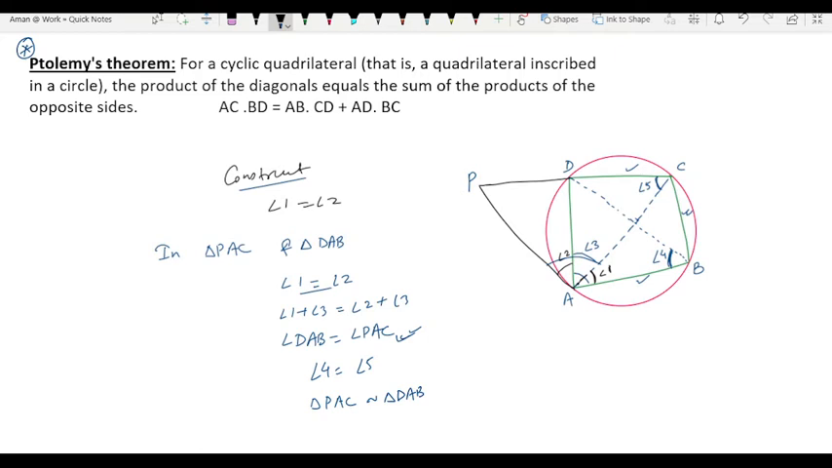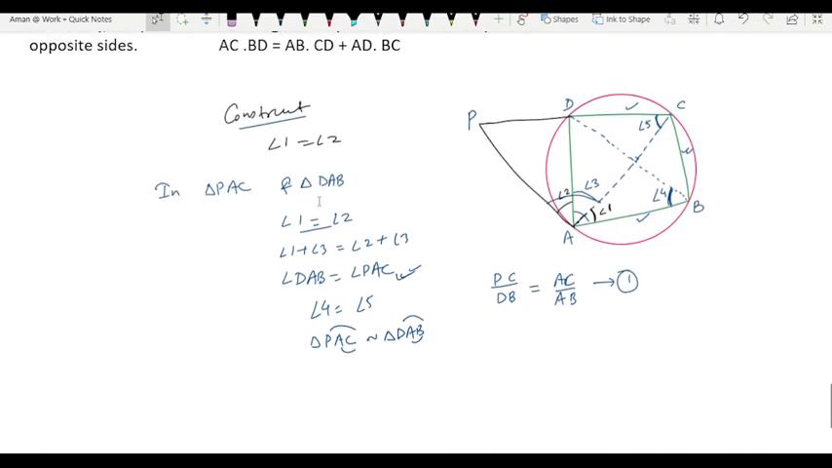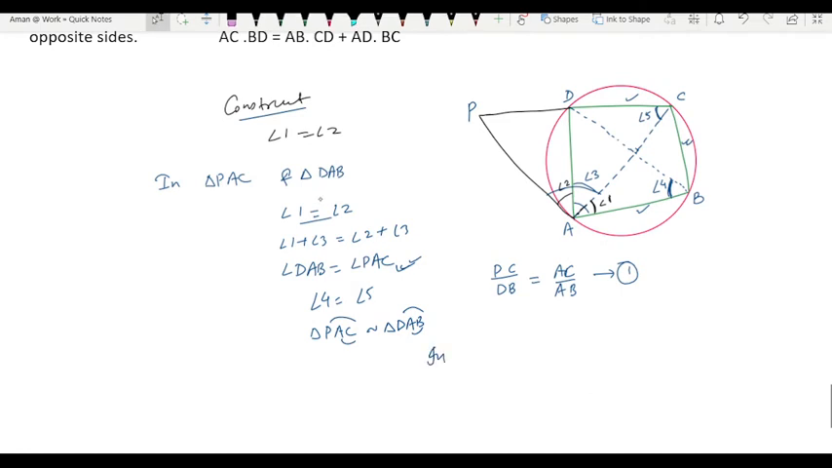When these two triangles are similar, the sides are proportional. So we can write PC upon DB equals AC upon AB, and consider this as equation 1. Then we take another pair of triangles, in which we consider this side, not CD, but this one, PD.